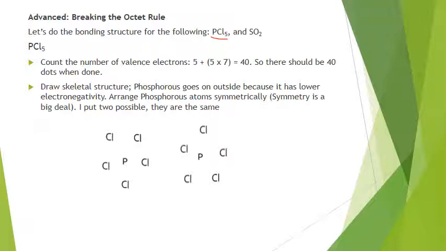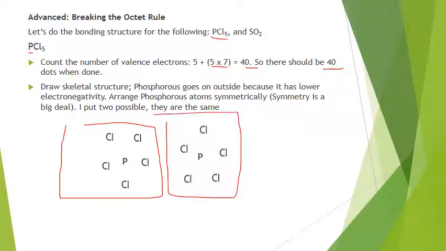All right. So count the number of valence electrons. Phosphorus has 5, each chlorine has 7. So it's 5 plus 5 times 7, which is 40. So we need to have 40 dots when we're all done. Draw the skeletal structure. Draw it like this or this, and it's good to draw it in a symmetrical way. So you try to always draw it kind of symmetrical.